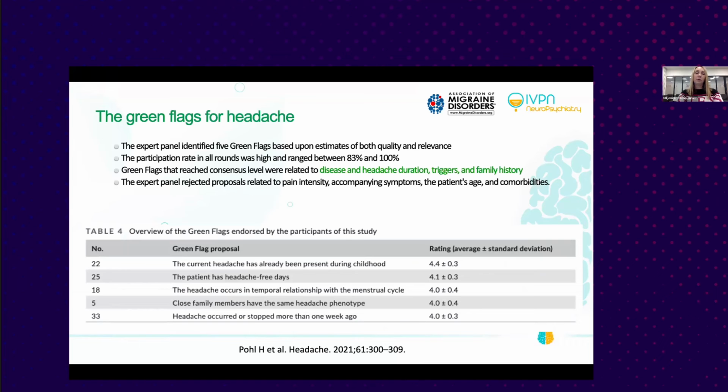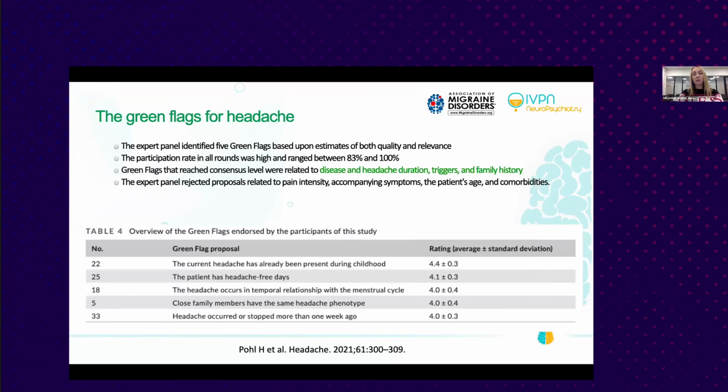Finally, we have green flags. Why are they important? Well, because they actually are safe. So out of all the proposed items on the list, after really taking and evaluating carefully, scientifically, only 5 were selected to be the green flags. If your patient has items from this list, then you should be thinking of primary headaches. So what are those 5 items?